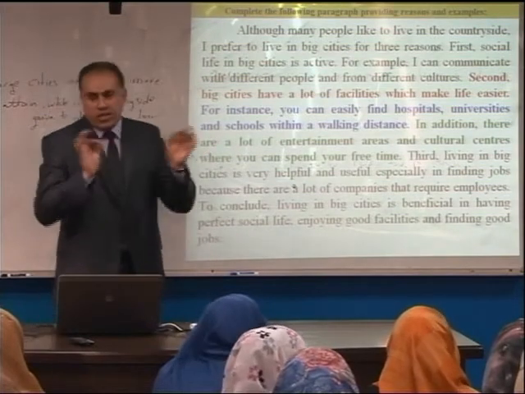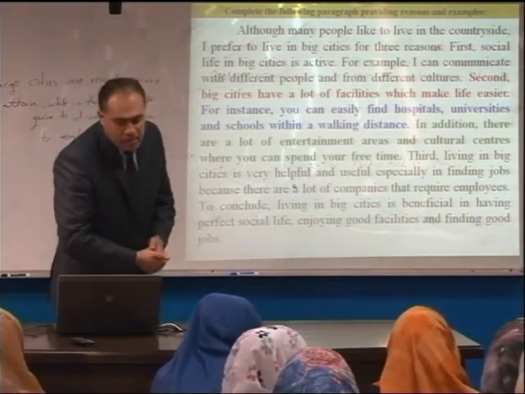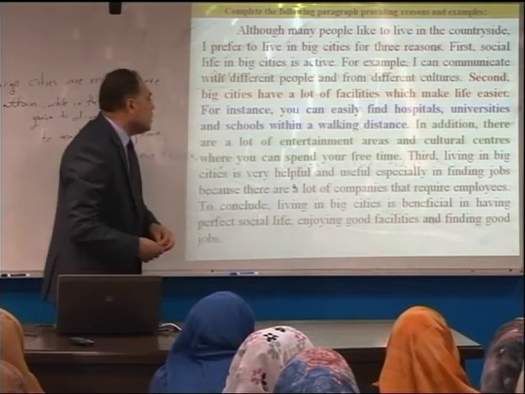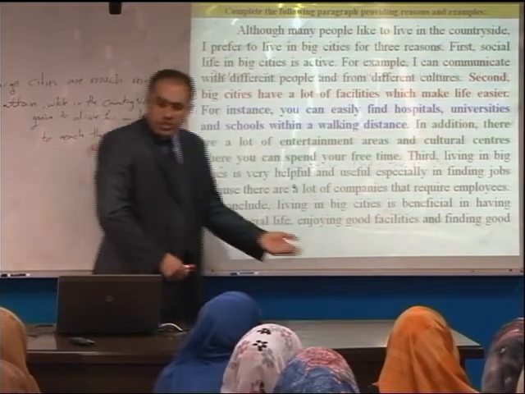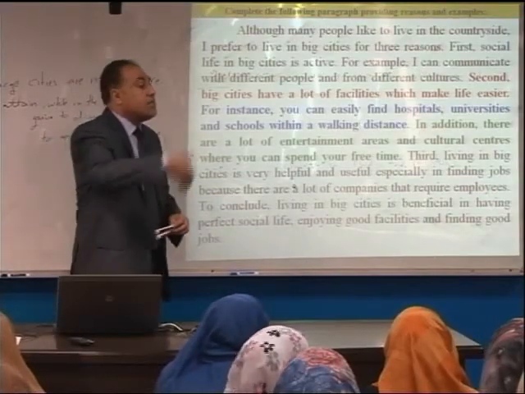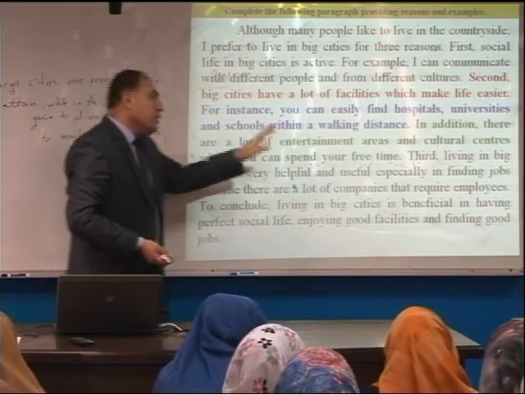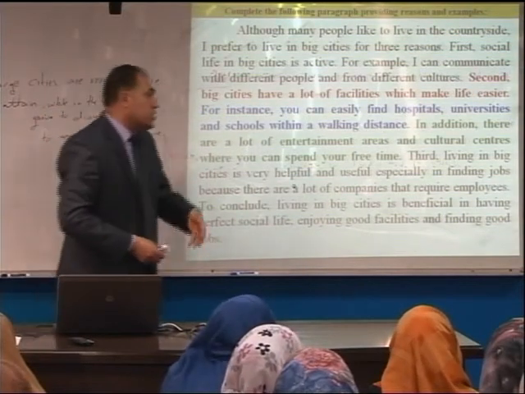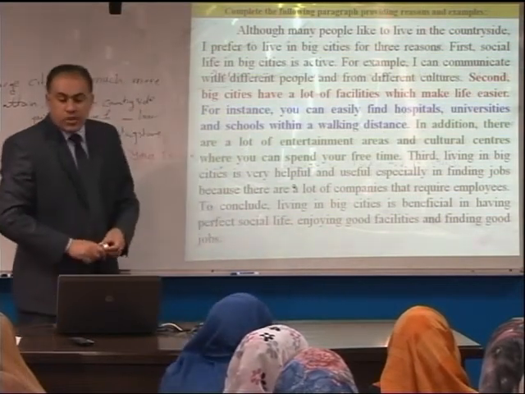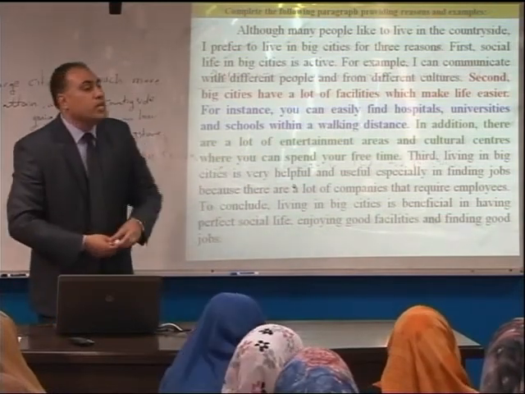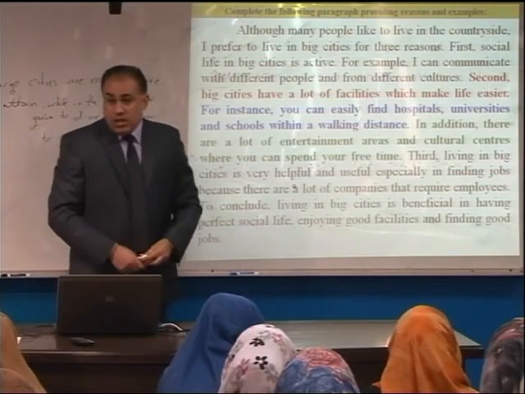But this is rather general. I need to make it more specific, what I mean by a lot of facilities. For example, or for instance, you can easily find hospitals, universities and schools within walking distance. Still, the idea is not very clear for me. I need to write a third sentence to explain it further. In addition, there are a lot of entertainment areas and cultural centers where you can spend your free time. Now the idea is a lot more developed, okay, a lot clearer and discussed further.